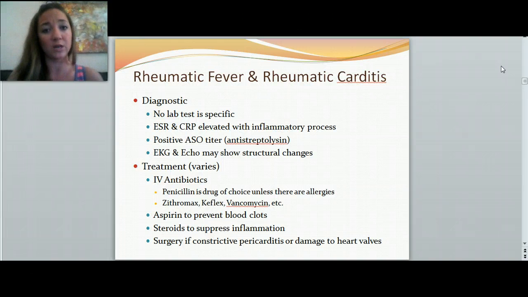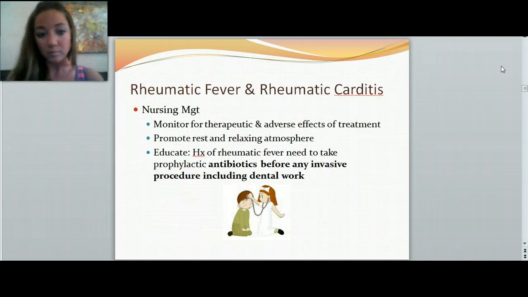We also want to give some steroids to start helping to suppress the inflammation that is within the heart. And surgery might be necessary if they have constrictive pericarditis or damage to the heart valves that the heart can't work through on its own. As a nurse, we really want to monitor them for just therapeutic or adverse effects of treatment. We want to promote rest and a relaxing atmosphere, educate them on the history of rheumatic fever, and just encourage them to take prophylactic antibiotics, especially any time before they take any invasive procedure, including dental work, okay?